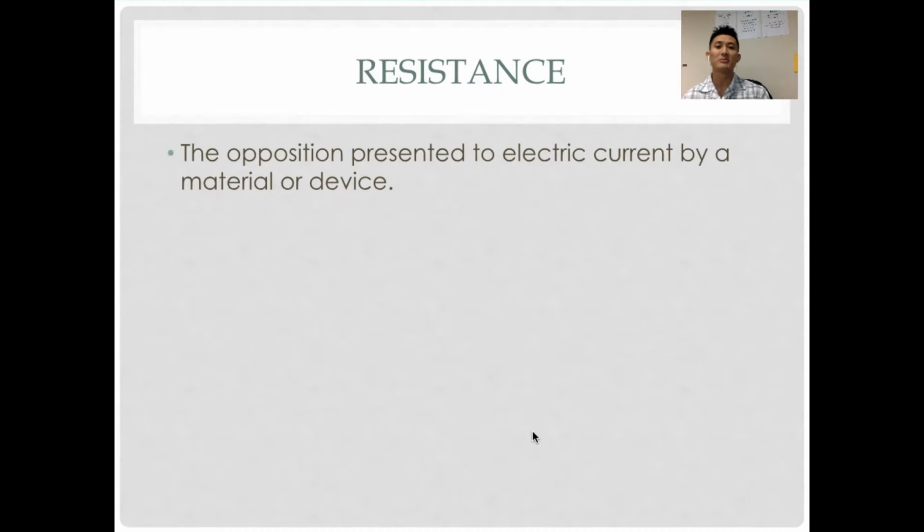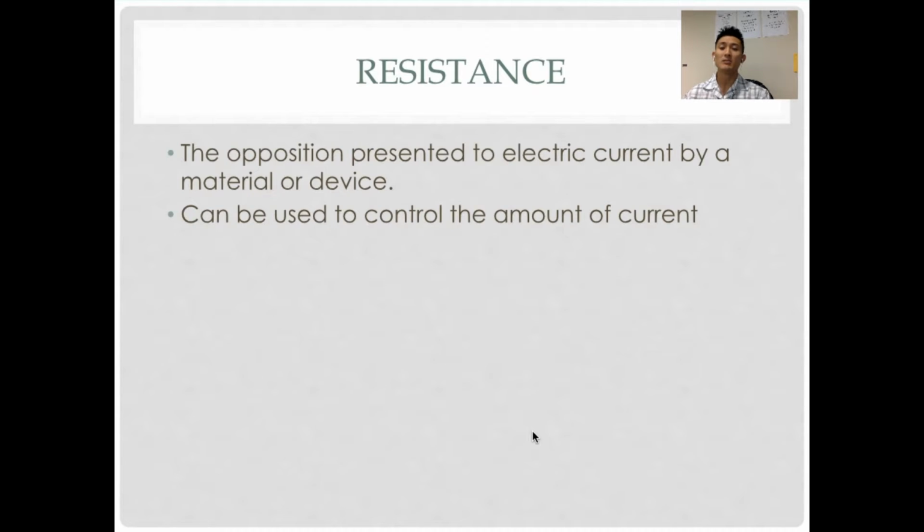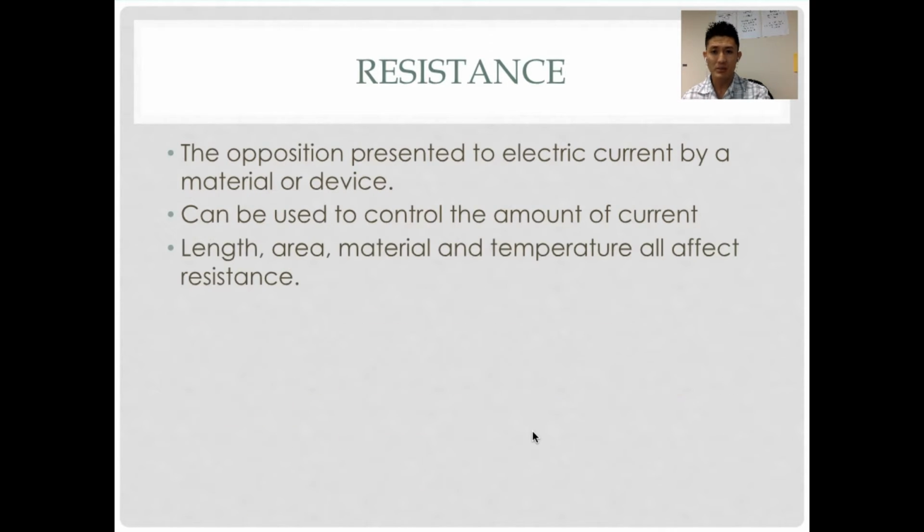So like light bulbs have resistance. Also, every single type of wire we have has a certain amount of resistance. Resistance can also be used to control the current, because sometimes we don't want too much current running through our device because it might break it. So we can also use what we call resistors to regulate that.